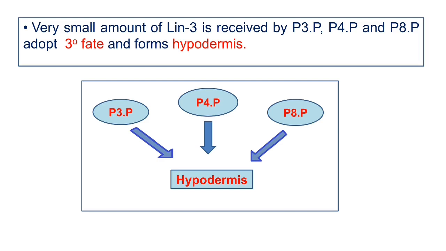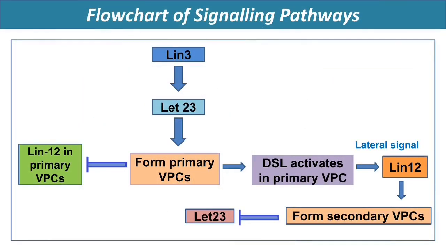Now we have discussed the signaling pathways, that is the inductive signals and the lateral signals, and how they are involved in vulva formation. So in the next slide we will discuss all these signaling pathways in a flowchart. Here is the flowchart that is going to explain the different signaling pathways that occur on VPCs during vulva formation.